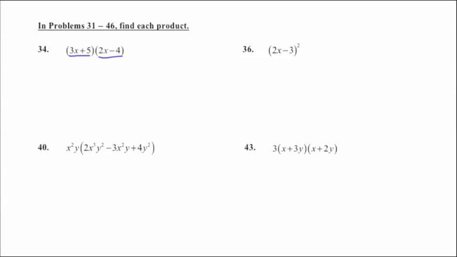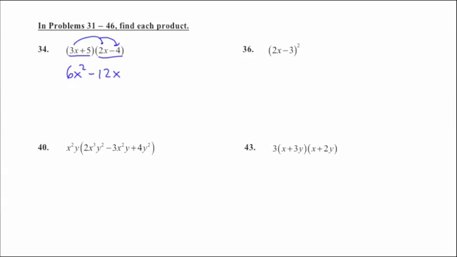First thing I'll do is distribute this 3x to make sure everything gets multiplied by the 3x. And so taking a look at that, 3x times 2x is going to give me 6x squared. And now 3x times negative 4 is going to give me negative 12x. Halfway done.